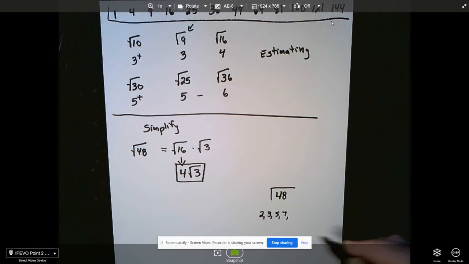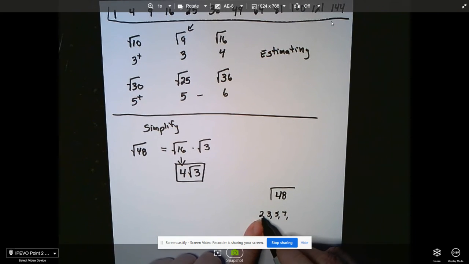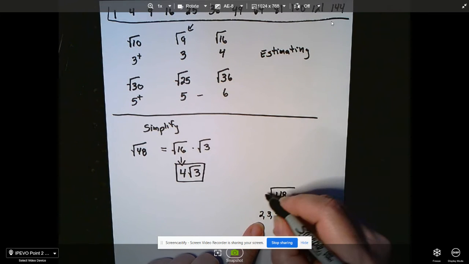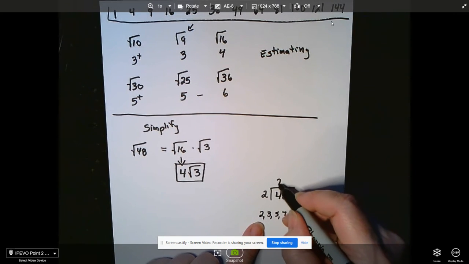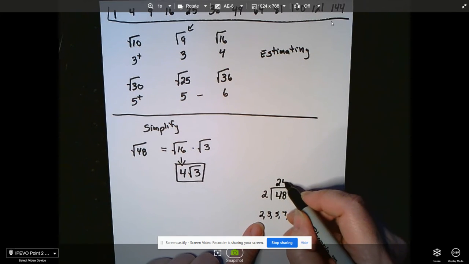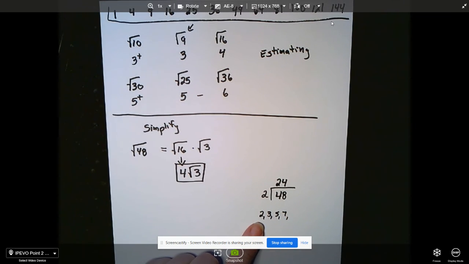11 would be next, but let's see if we can kind of work with those. So I'm going to go with the smallest. I know 48 is divisible by 2 because 48 is even, so I'm going to divide it by 2. 2 goes into 4 twice. 2 goes into 8 4 times. I'm going to keep going.